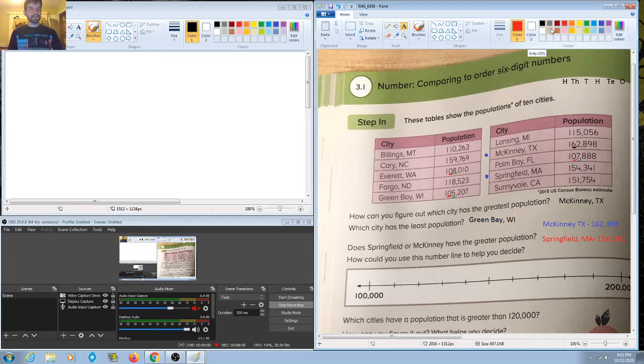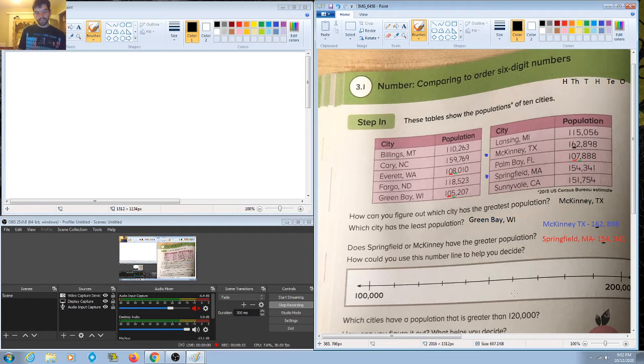So what I mean by that is, in this case, the 100,000th place isn't too helpful for us, because the 100,000th place is the same for both McKinney and Springfield. But what we can do, just like last time, is go to the 10,000th place, and we see that 6 in the 10,000th place is higher than 5 in the 10,000th place for Springfield. So that's going to tell us right there that McKinney, Texas has a greater population. Okay, so that's one way we can look at it, by means of place value.